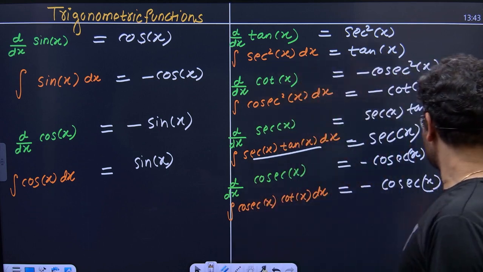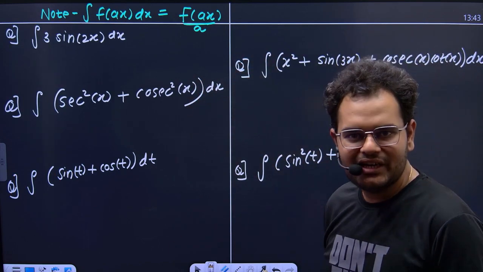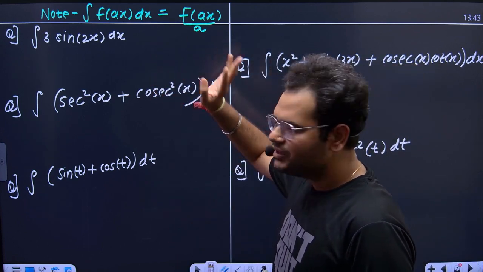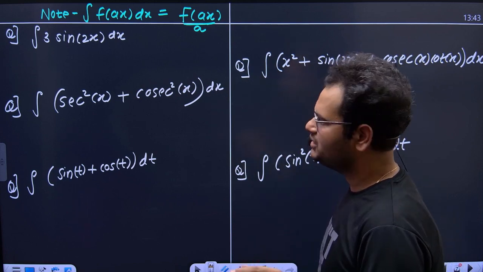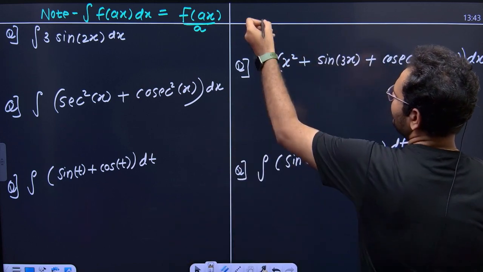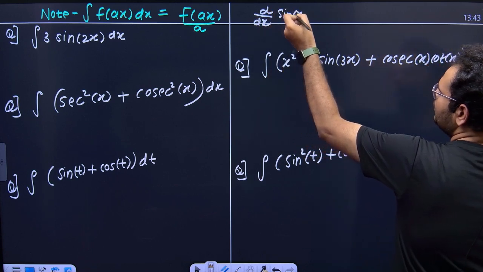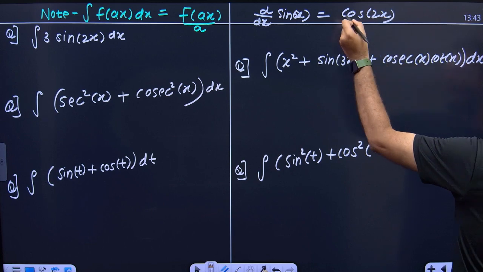Okay, so let us solve the questions. Ultimately we have to solve the questions. So these are the questions. Are you ready? Yes sir, we are ready. Before that, let me tell you one more thing. When we differentiate something, suppose I want to differentiate sine 2x. So what we will do? Simply it is cos 2x, and here 2 will come.